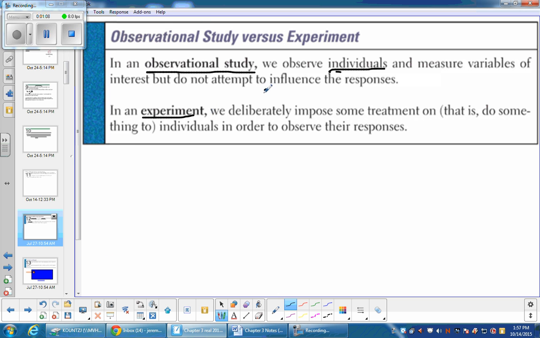Now, there are surveys which are intended to be observational studies. But the thing about surveys is as you are asking people questions, you might be influencing their responses. We want surveys to be observational studies, but a poorly done survey will influence the responses. Sometimes when people are responding to a survey, they're just trying to please the person doing the survey, or they're trying to get out of it, and they're not being honest in what they're reporting.